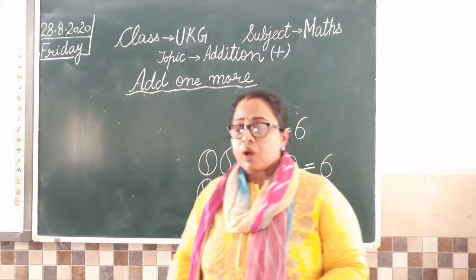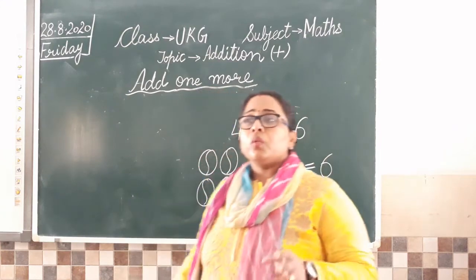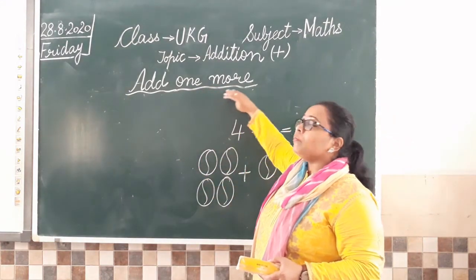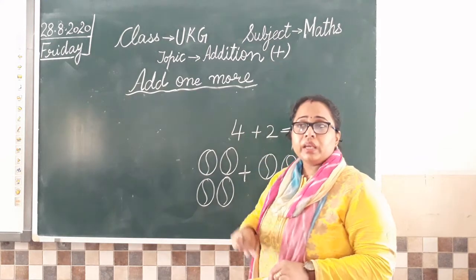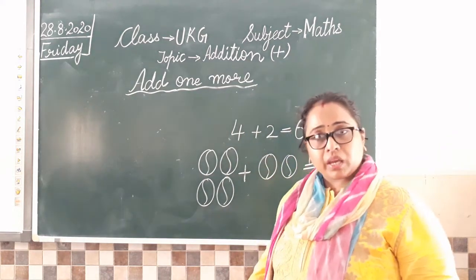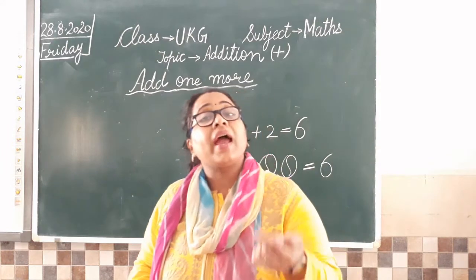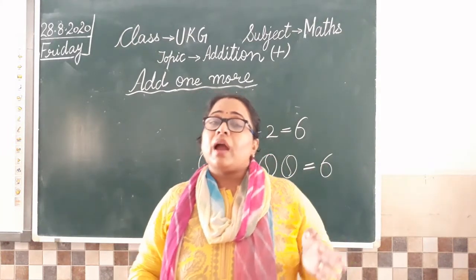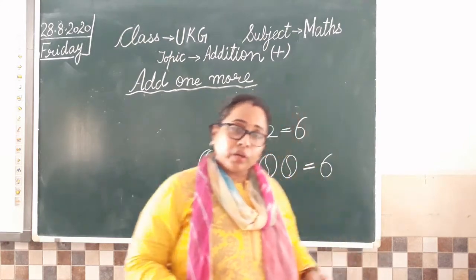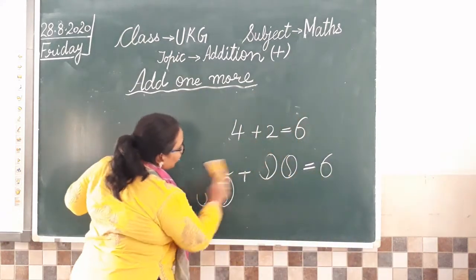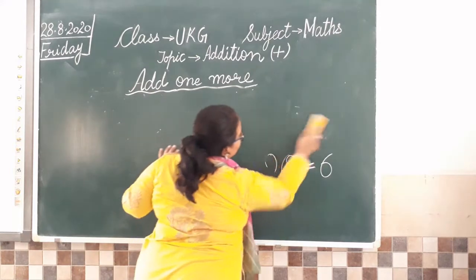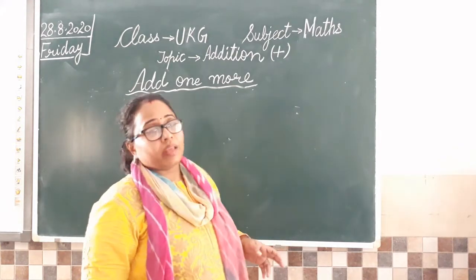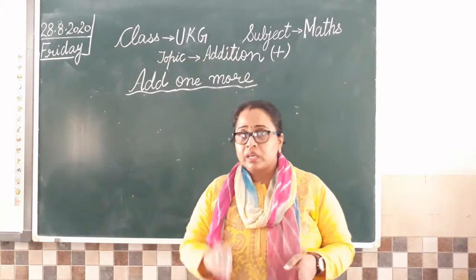Okay. So now today what are we going to do? We are going to do this topic: add one more. यानी कि जो हमें given numbers हैं उसमें हमें एक और add करना है and then we will recount them and bring the total number. Okay. So how are we going to do that? See class, when we are saying add one more, that means हमें पहले से कुछ ना कुछ दिया हुआ है.